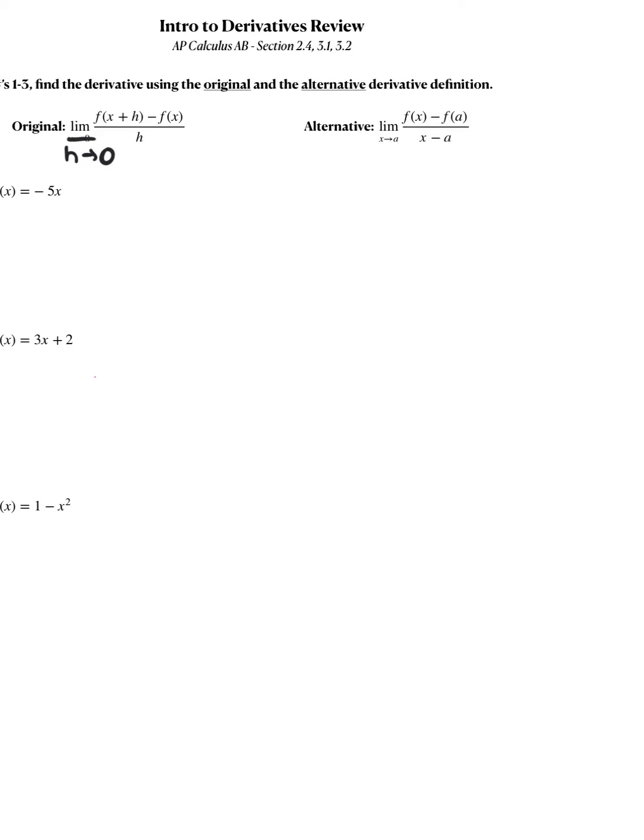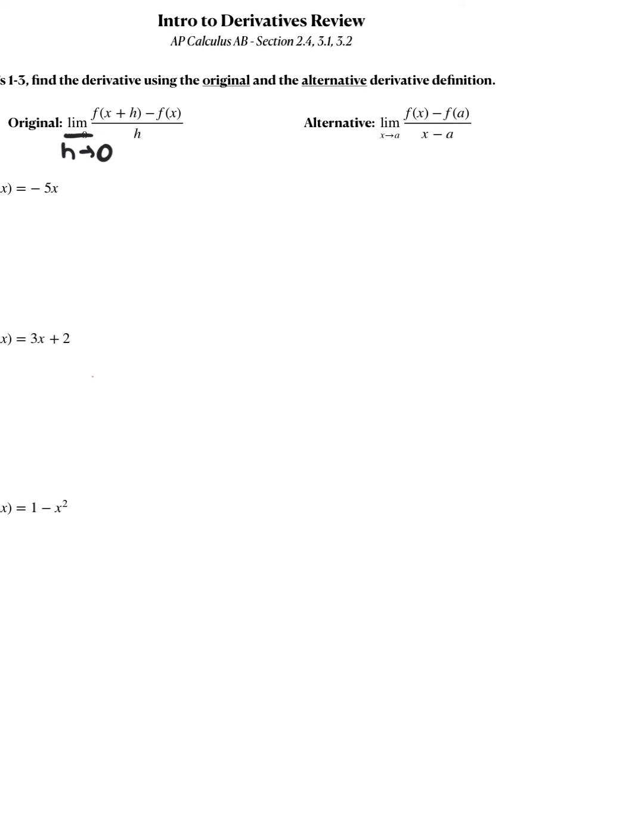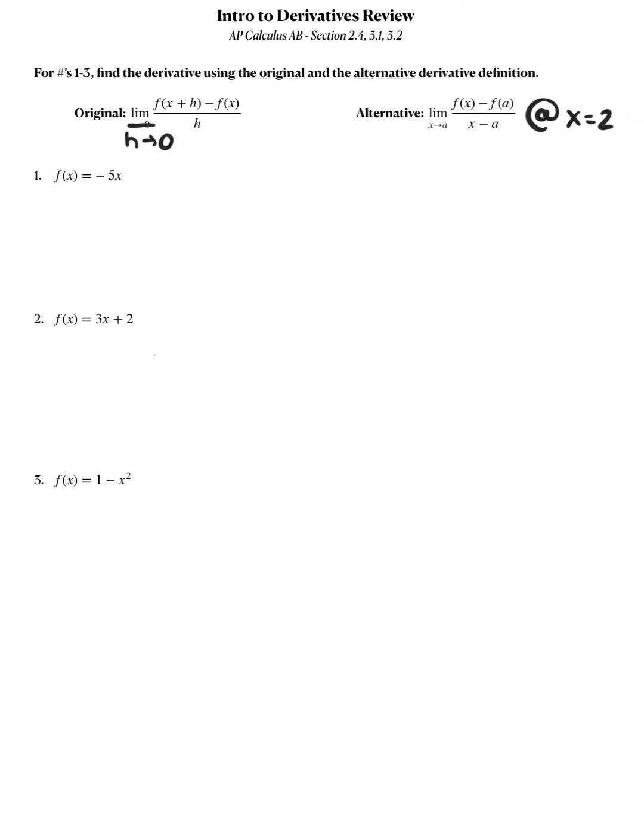And then the alternative limit definition, this one is used primarily for finding the derivative at a given point. And I didn't give you a point here. So for all three of these problems, we are going to find this derivative at the point x equals 2. So really in that limit definition, everywhere we see an a, we're going to replace it with a 2.